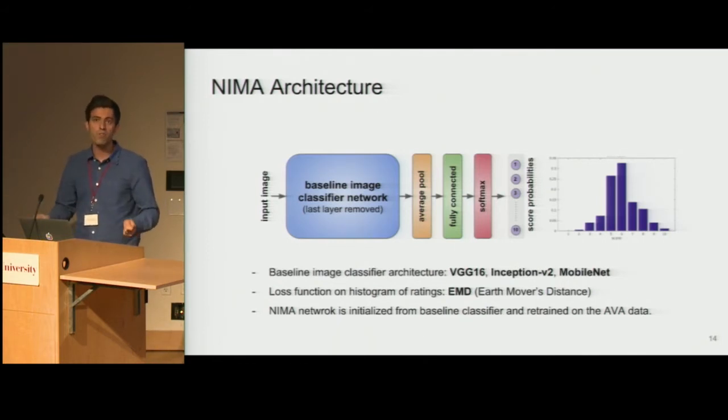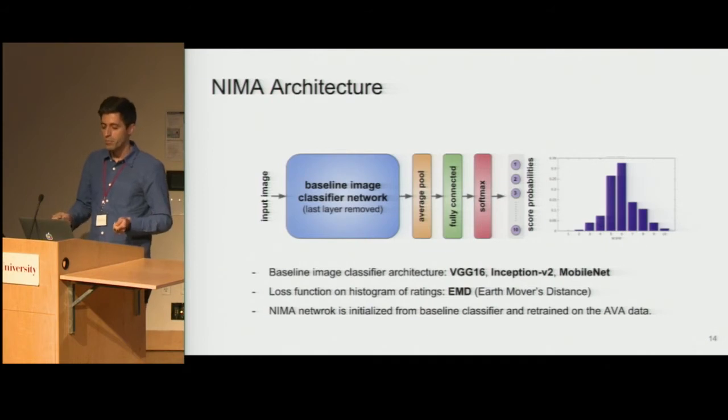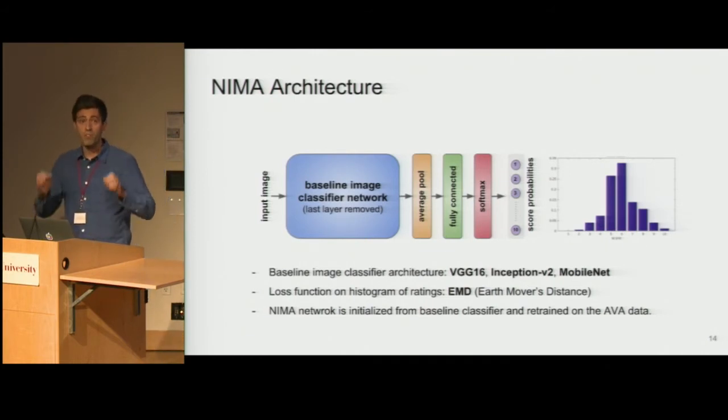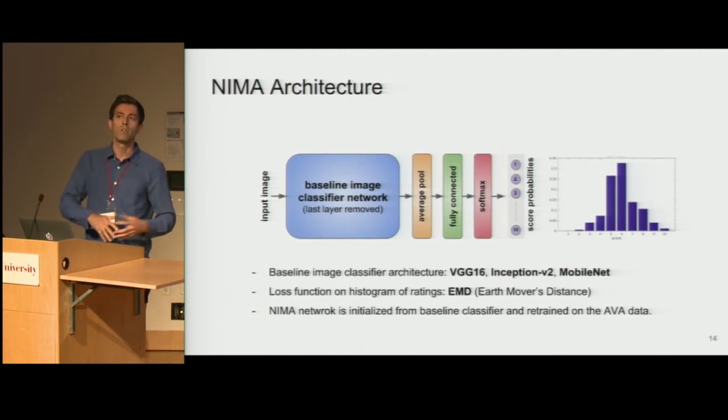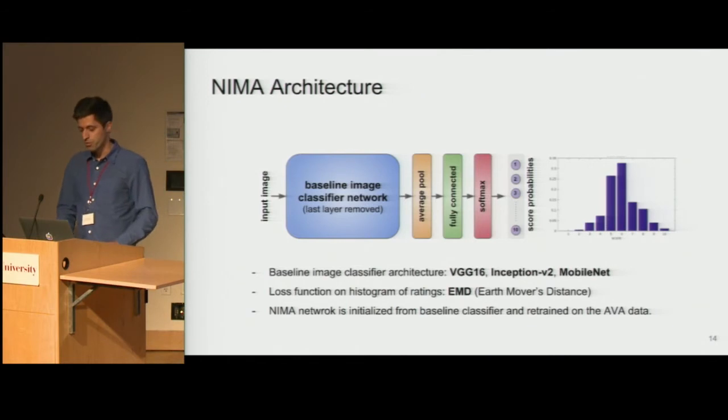So we do not rely on features that are simply trained on ImageNet, for example, 1 million photos for object detection. We retrain again for the purpose of image quality assessment. And I think that's the main distinction between this work and what people do with simply using VGG features.